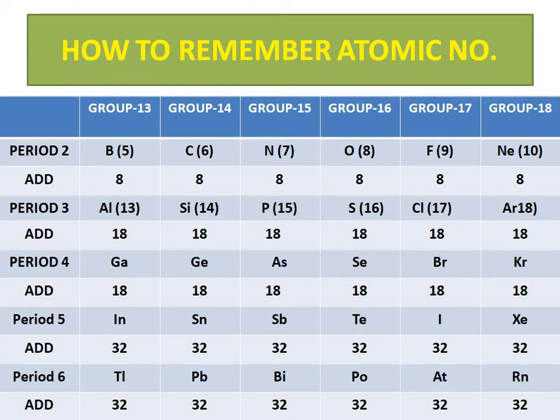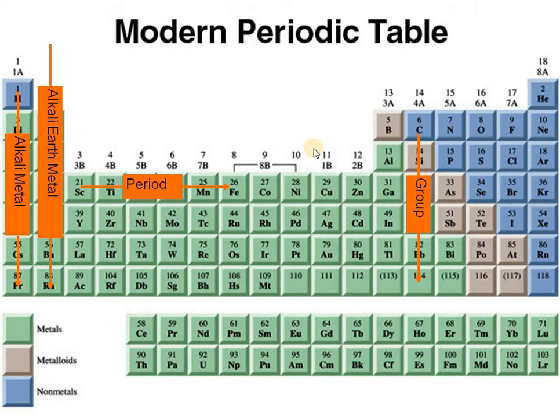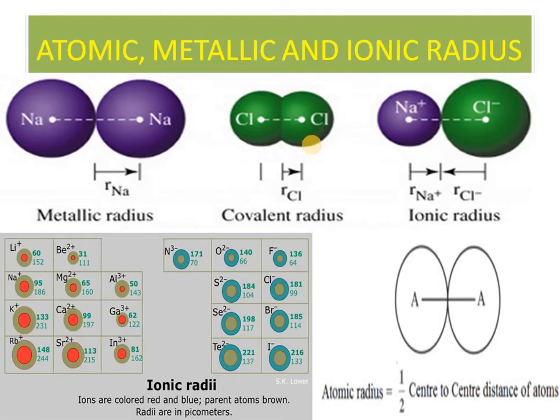Now, if you are talking of the next part, these are the elements we are already aware of. We know about the periods, the groups, and the alkali metals. Group 1 is S block, alkaline earth metals, Group 2, is also S block. Similarly, 17 halogens come under P block, and 18, the noble gases, also come under P block. Now the concept: atomic, metallic and ionic.